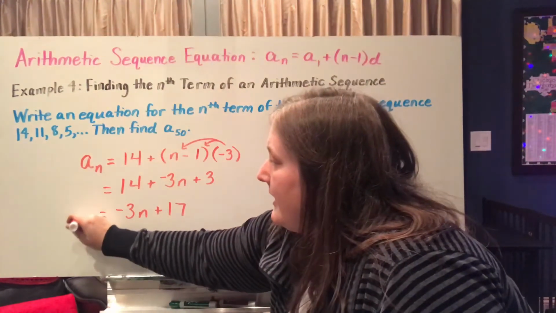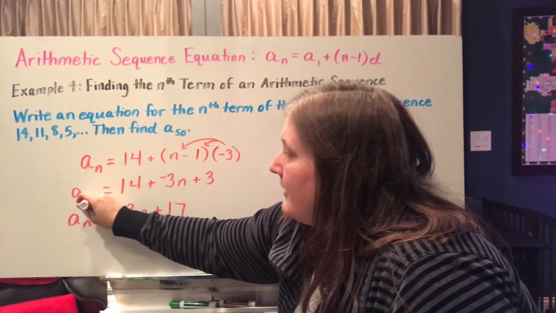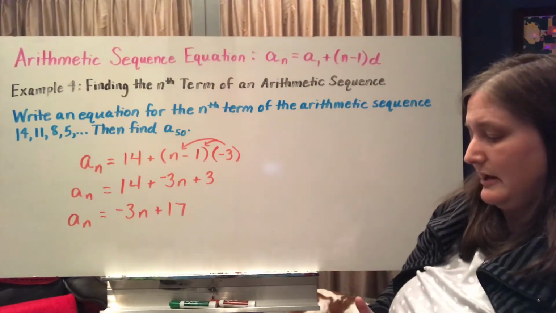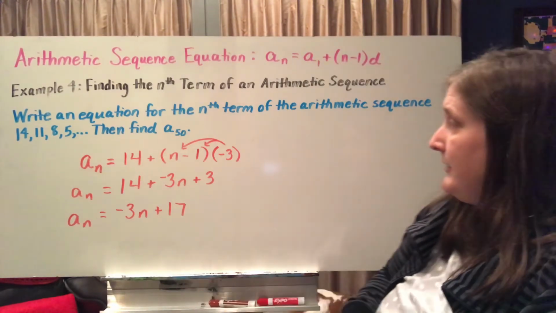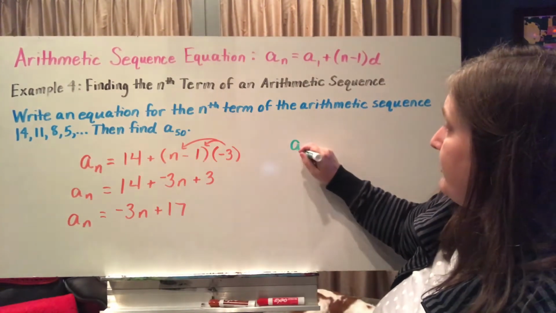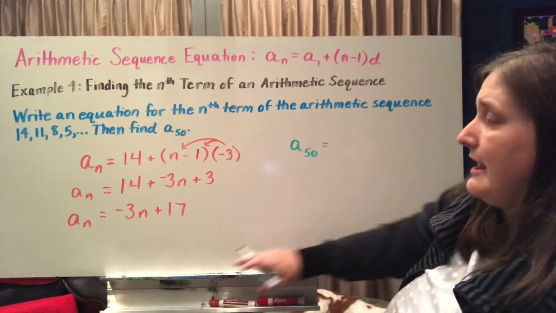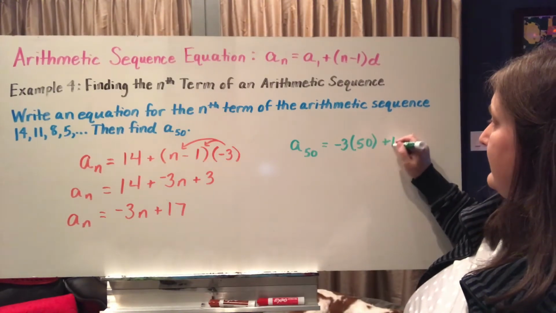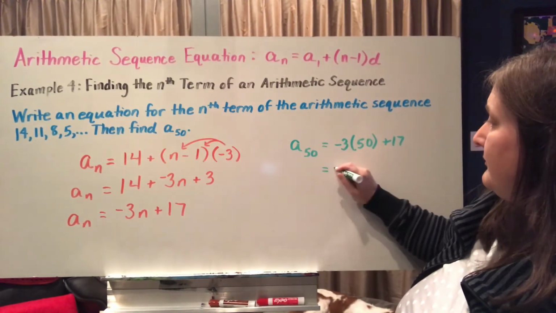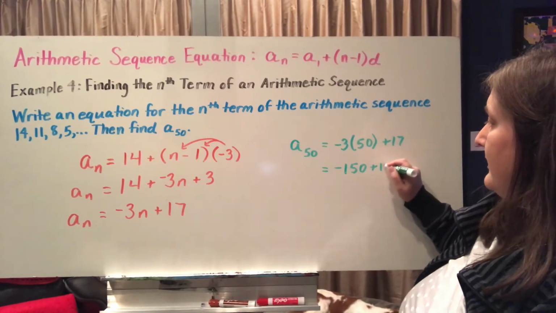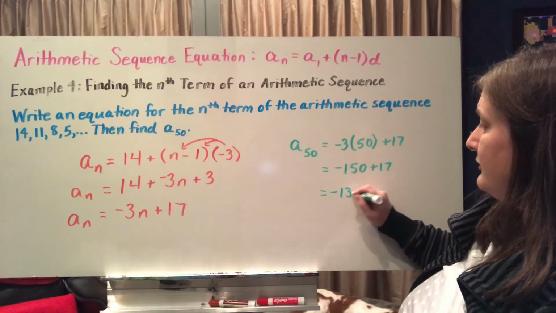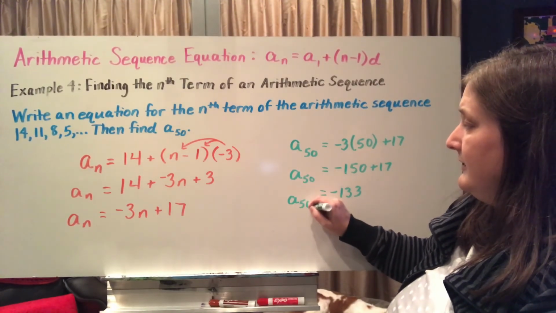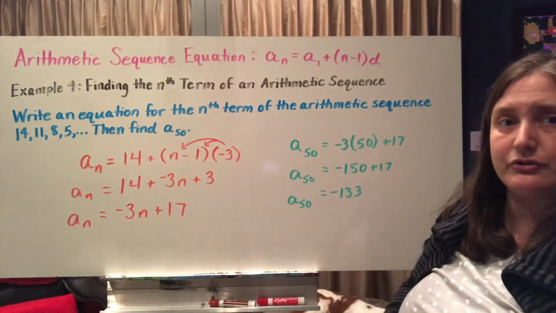To find a subscript n, any term, I'm going to take the term number, multiply it by -3, and add 17. So we're going to actually try this with the 50th term. So if I want to find the 50th term, for n, I'm going to plug in 50. It'd be -3 times 50 plus 17. So -3 times 50 gives me -150. Now I have to do plus 17 and I get -133. So the 50th term in this sequence, if I kept it going, would be -133.